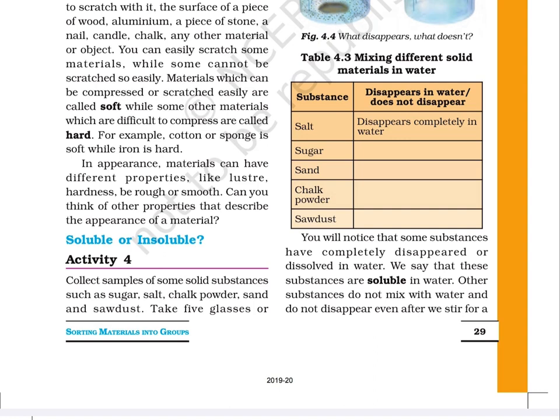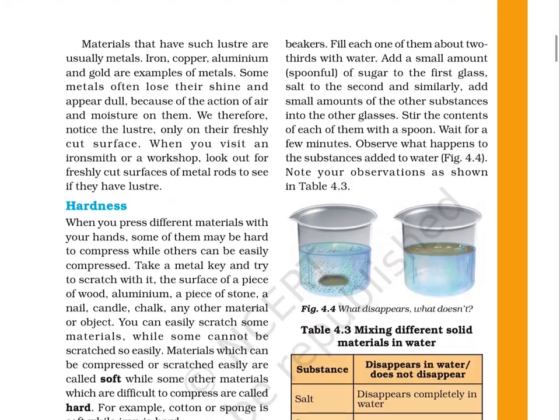Soluble or insoluble. Activity 4. Collect samples of some solid substances such as sugar, salt, chalk powder, sand and sawdust. Take 5 glasses or beakers. Fill each one of them about 2/3 with water. Add a small amount, a spoonful of sugar to the first glass, salt to the second, and similarly add small amounts of the other substances into the other glasses. Stir the contents of each of them with a spoon.